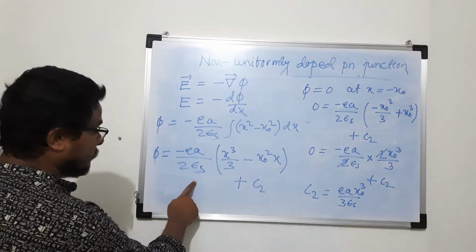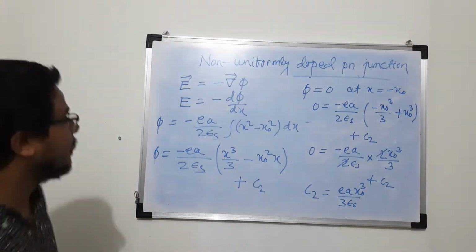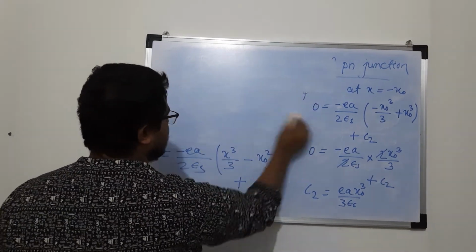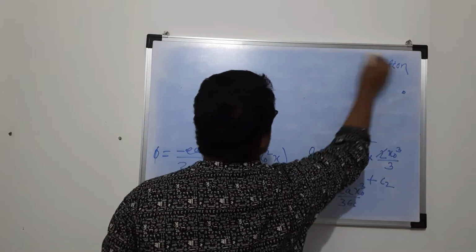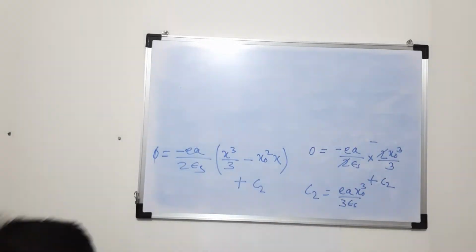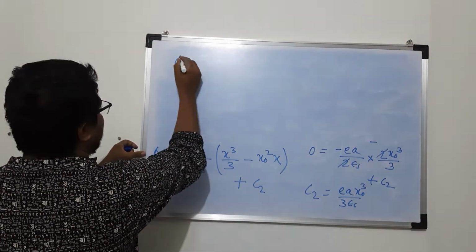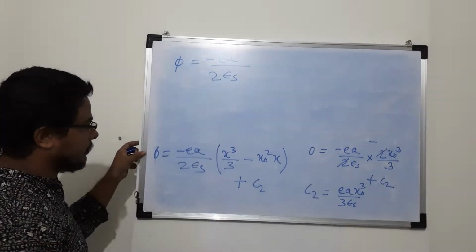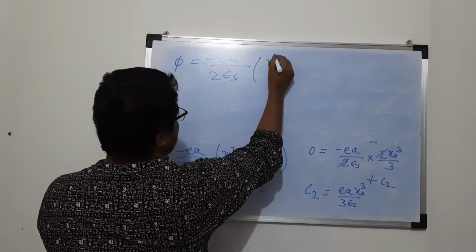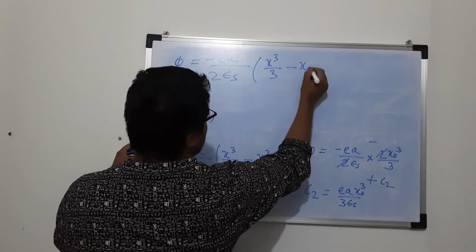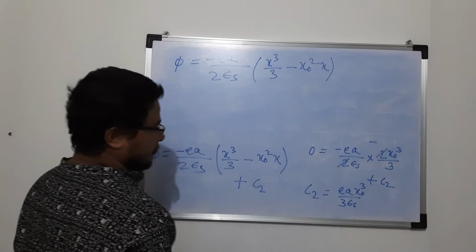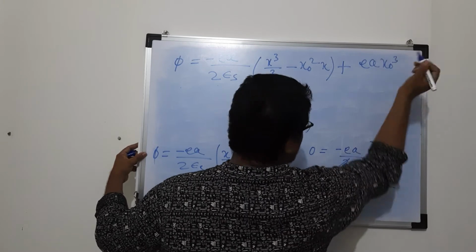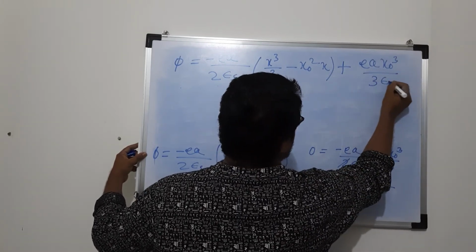Let us now substitute here in the original phi value. So now we can write the phi value by substituting C2 that we got. So phi now can be written as minus EA by 2 epsilon S, and here you got x cube by 3 minus x0 square x, plus C2 here, plus EA x0 cube divided by 3 epsilon S.